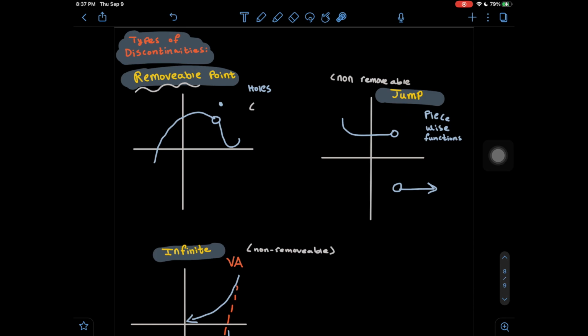Now here we have a jump, a non-removable discontinuity. Something that's removable is something you can get rid of, and it would become continuous. Something that's non-removable is something that even if you try to remove it, it'll still not be continuous. So here you can see it's literally just jumping from, let's say, a y value of -4 to +4. So that y value jump is why it's called a jump discontinuity. And this is often found in piecewise functions.